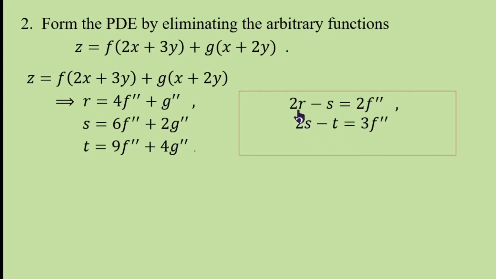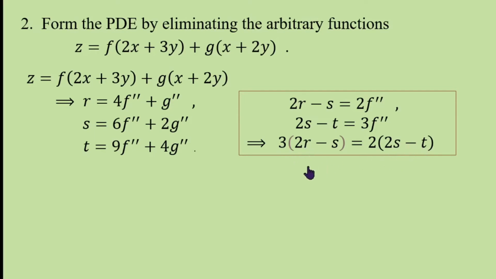3 times of 2R minus S equal to 2 times of 2S minus T, that is equal to 6 f double dash. Therefore, equate these two, f also eliminated. 3 times 2R is 6R minus 3S equal to 4S minus 2T.